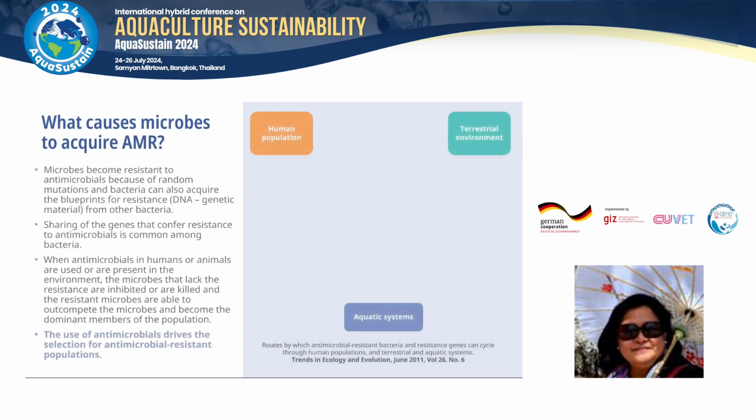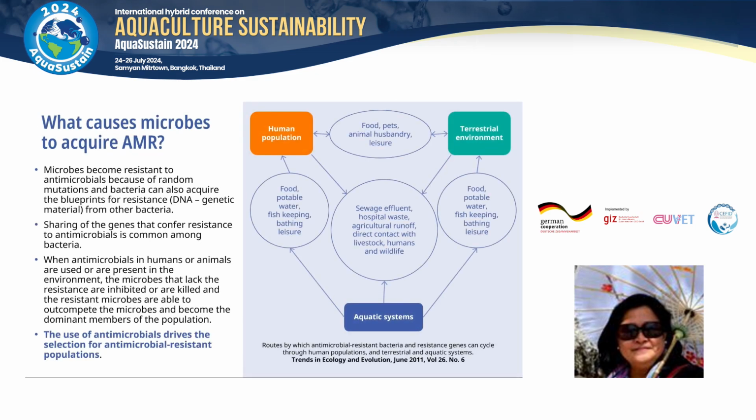What causes microbes to acquire AMR? Microbes become resistant to antimicrobials because of random mutations, and bacteria can also acquire the blueprints for resistance in the DNA, or the genetic material, from other bacteria. Sharing of the genes that confer resistance to antimicrobials is common among bacteria.